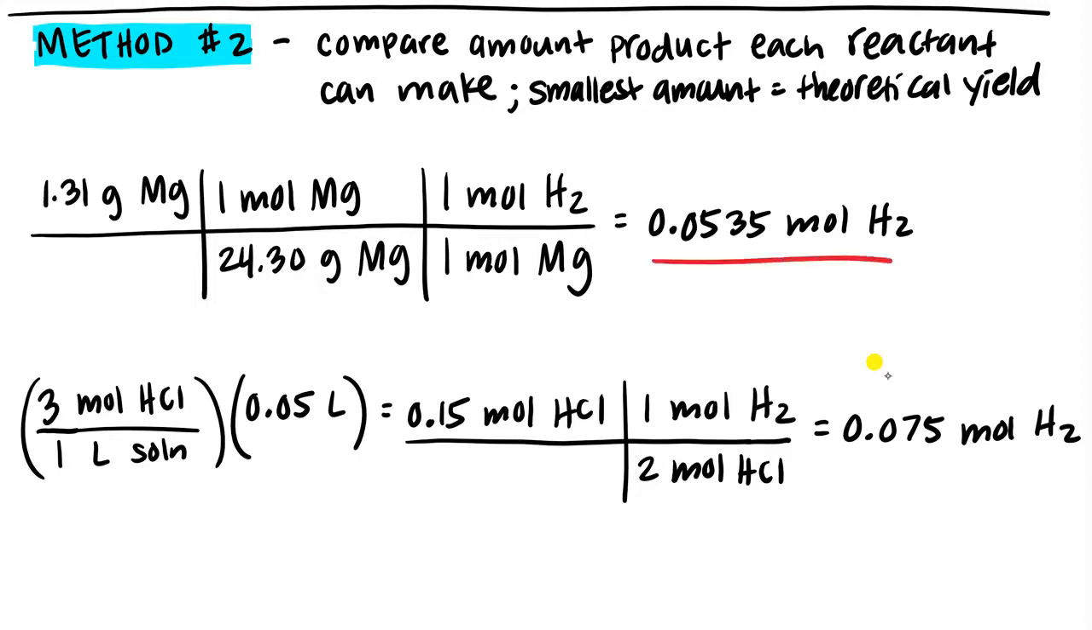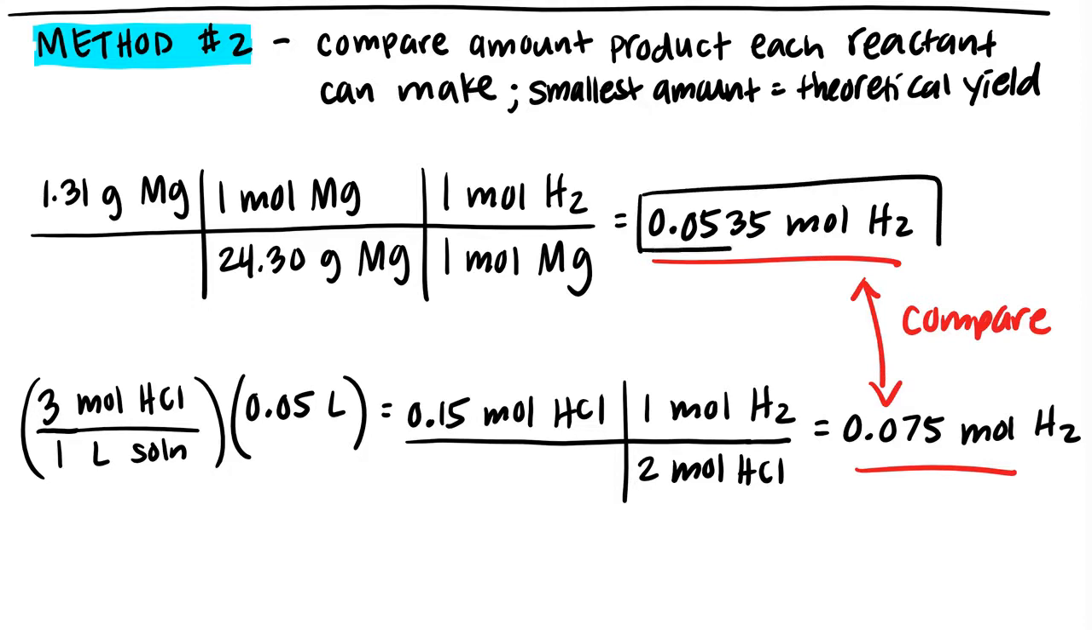You are going to compare these two numbers. And the smaller number is the theoretical yield. And so our answer here is going to be 0.0535 as our theoretical yield. And that's the same answer that method 1 told us. Hypothetically, our stoichiometry predicts when we mix these quantities of reactants together, we're going to produce 0.0535 moles of hydrogen.